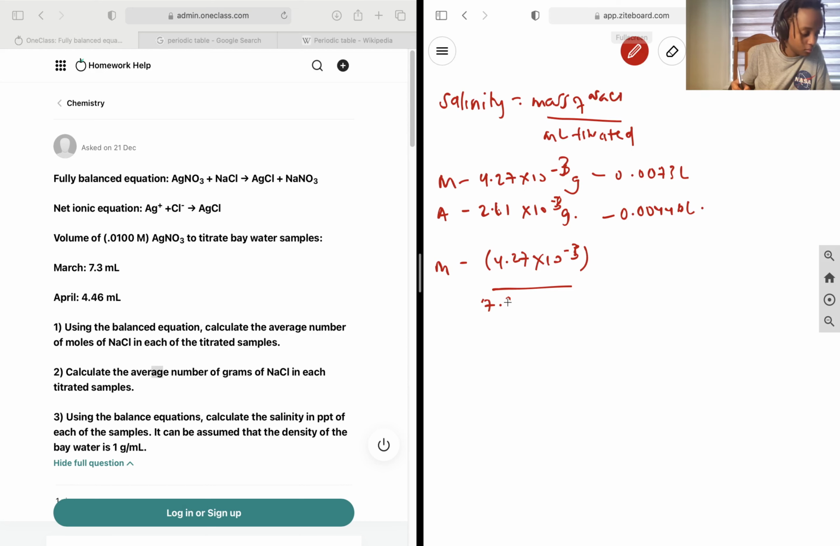Over 7.3 milliliters times 1 gram per milliliter. And this is also in grams, times 1,000 milligrams per 1 gram. And this should give us 0.585 milligrams per gram.